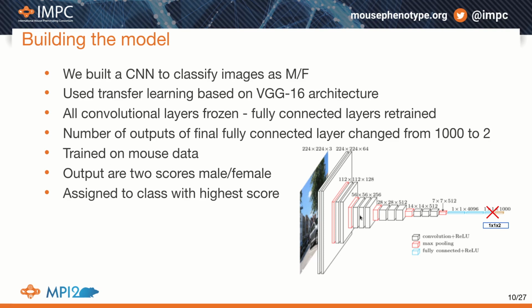And in using this, we kept the weights, so we froze all the convolutional layers, and we only retrained the final fully connected layers with the mouse data. And our outputs were 2 scores, male or female, so whichever was higher, it was assigned to that class.